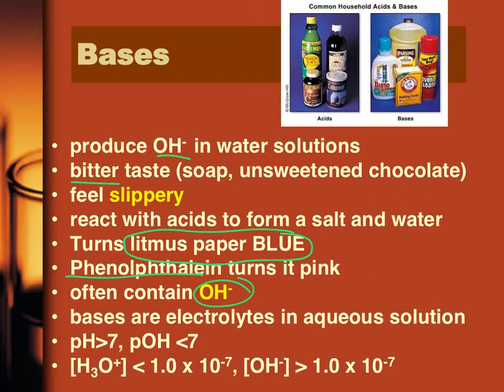They contain hydroxides. They are also electrolytes. So do you think testing for conductivity is a good way to figure out if you have an acid or a base? No, because they're both electrolytes, so it doesn't help with anything. All right, and then pH is going to be greater than 7.